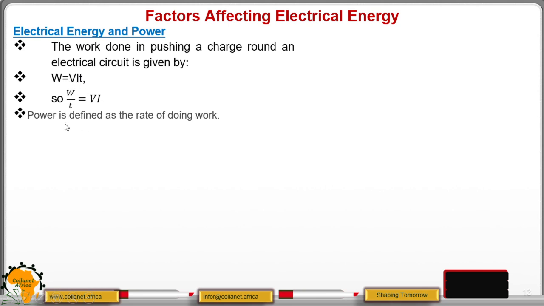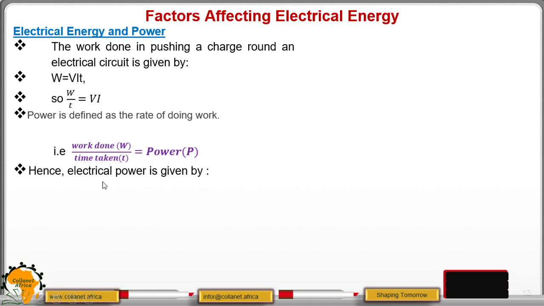But we know that power is defined as the rate of doing work. Therefore, work done divided by the time taken is equal to power, because we are saying power is the rate of doing work. So therefore, we can say that electric power is given by P is equal to V times I, as you can see here, because work over time is equal to VI, and work over time is power. Therefore, power is equal to voltage times current.